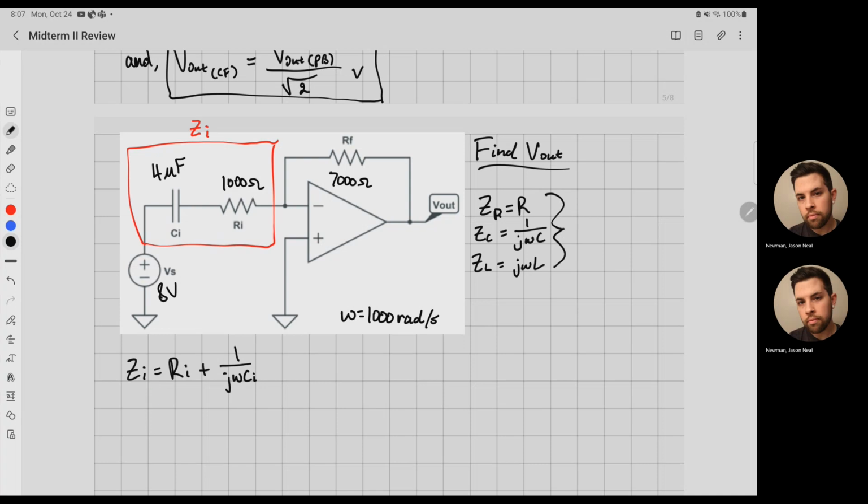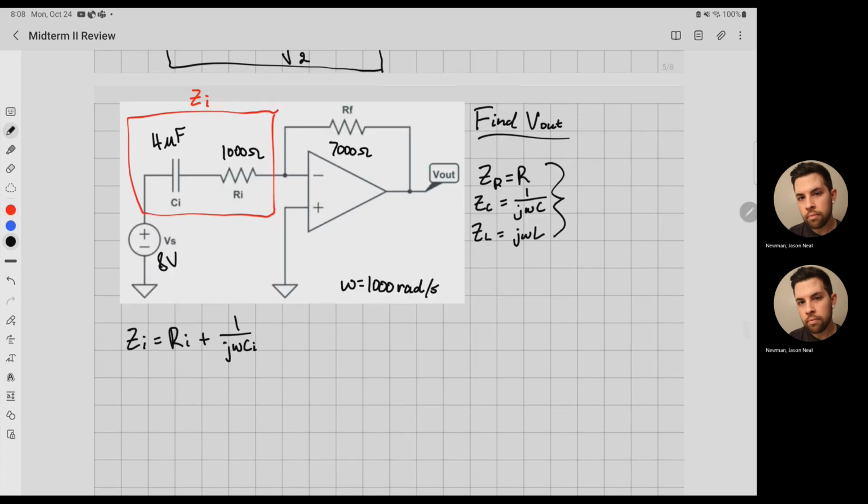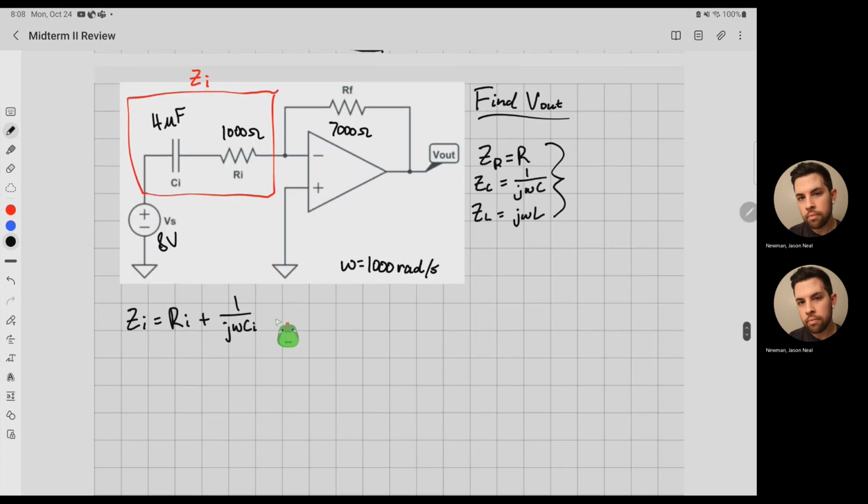So honestly, I think we have all of these values. So let's just plug this in and see what we get. So this is going to be equal to 1,000 ohms, plus 1 over j omega, which is 1,000, times the capacitance. Okay, so let me type this real quick.